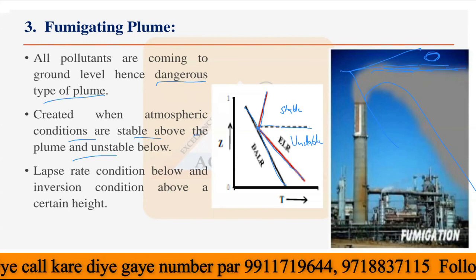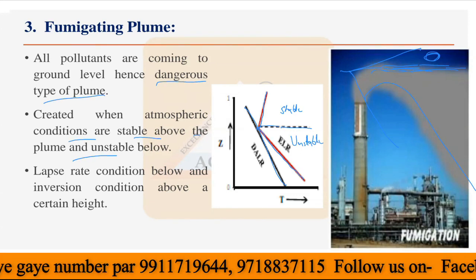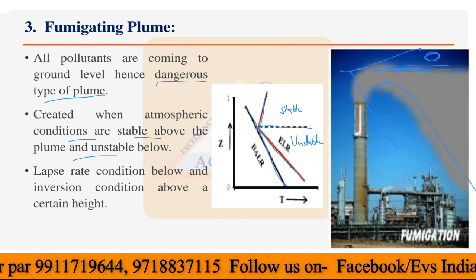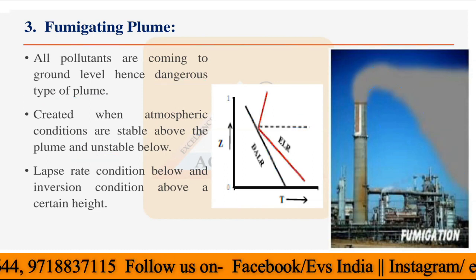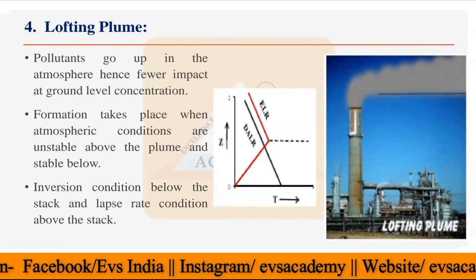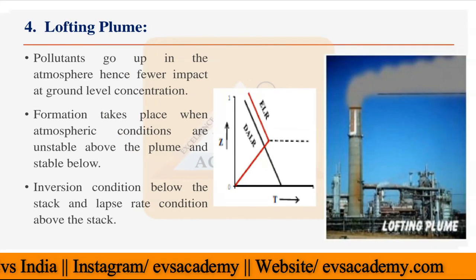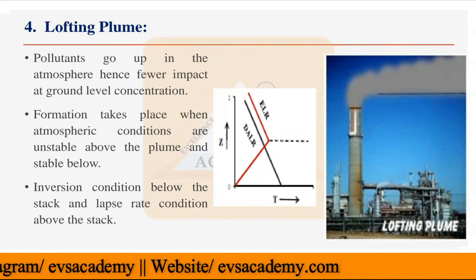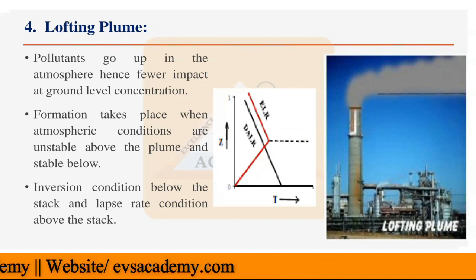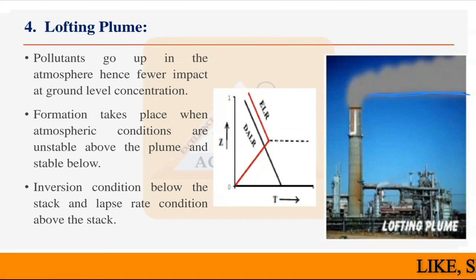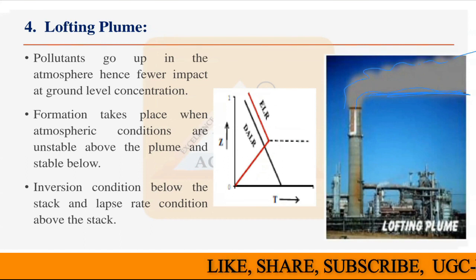Lapse rate condition below and inversion condition above the stack height, certain height can be seen here. Then we have the lofting type of plume. Here, this is just the opposite of the fumigating. There would be an inversion layer above the stack height. Here, the opposite will take place. The inversion layer would be just below the stack height. So all the pollutants will go up in the atmosphere. No pollutant is coming down.